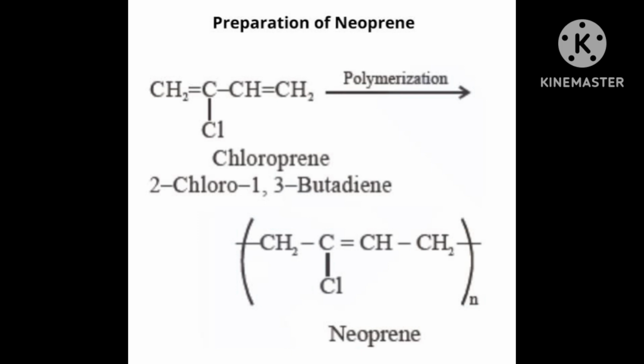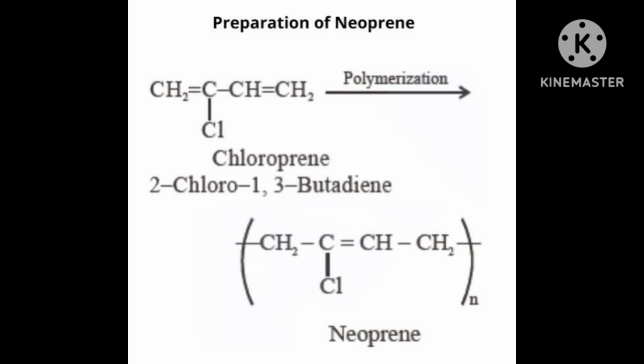1,3-butadiene, that CH2, second carbon CH2 is attached. Then here actually it was the double bond, now it became single bond. Then from this second carbon CH2 is attached, and second and third carbon has a double bond. You remember, correct?